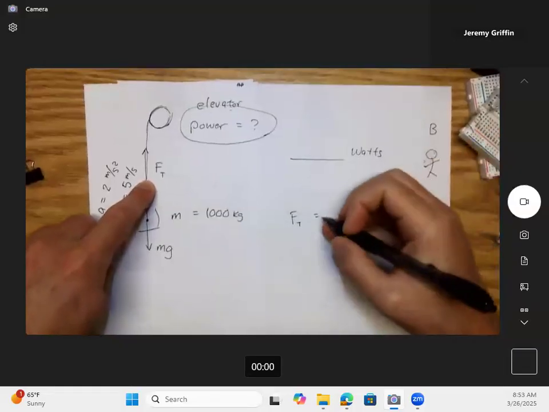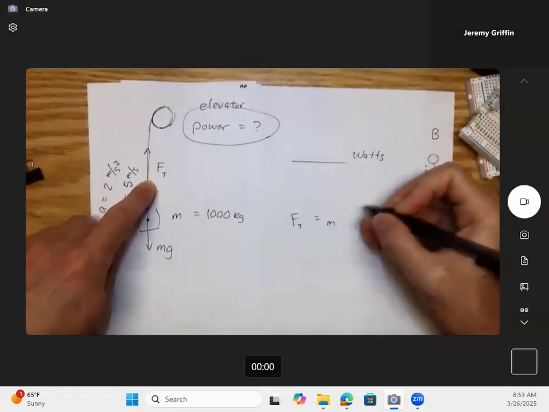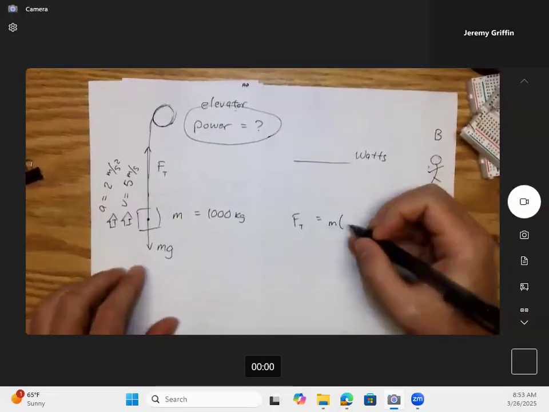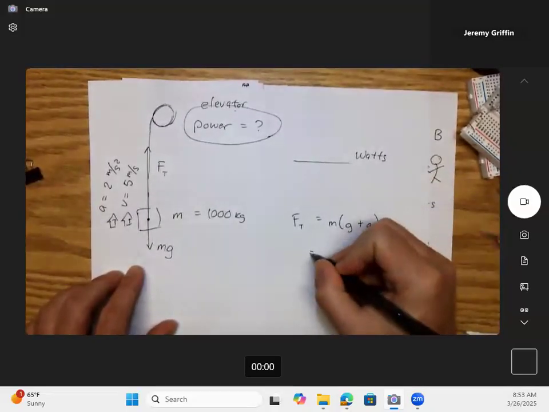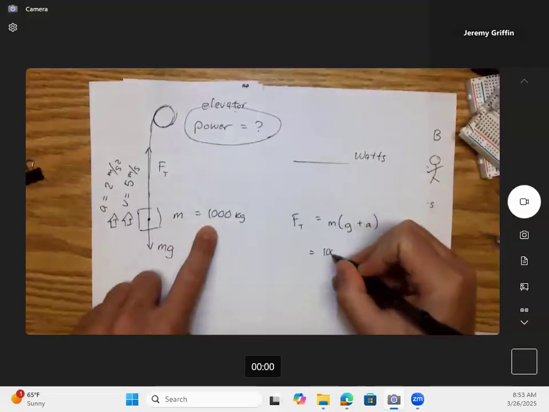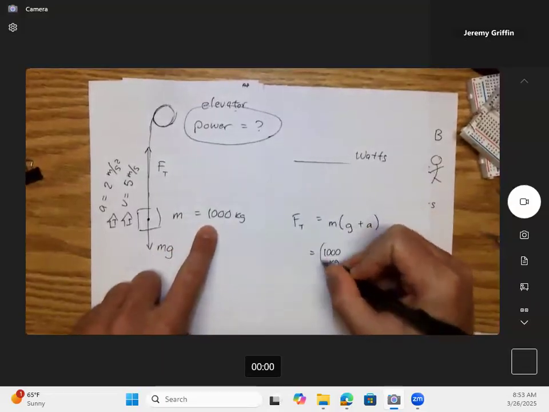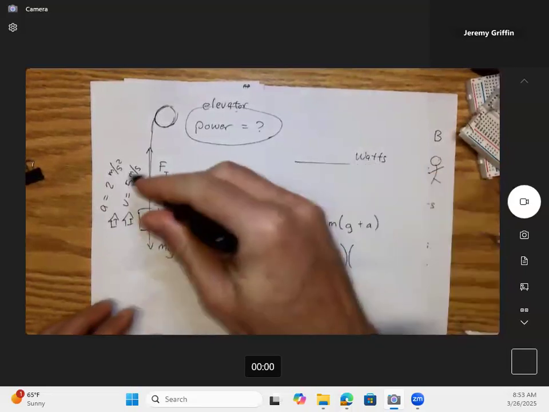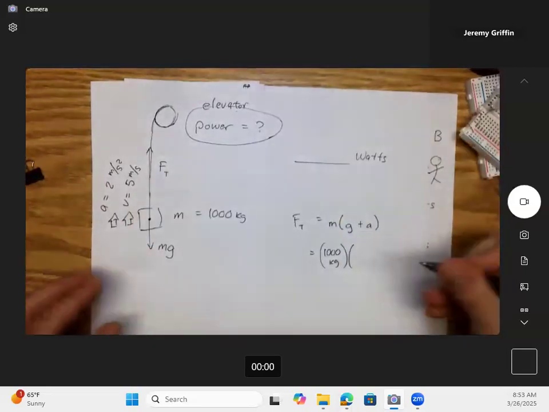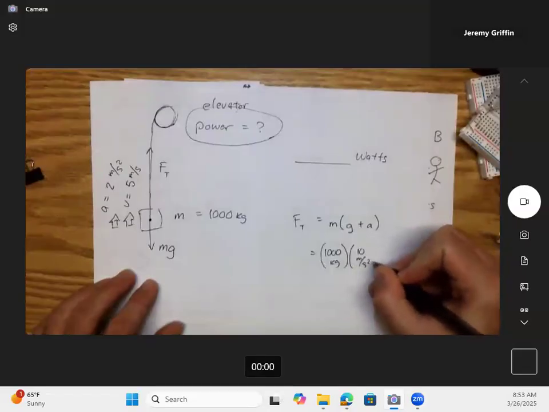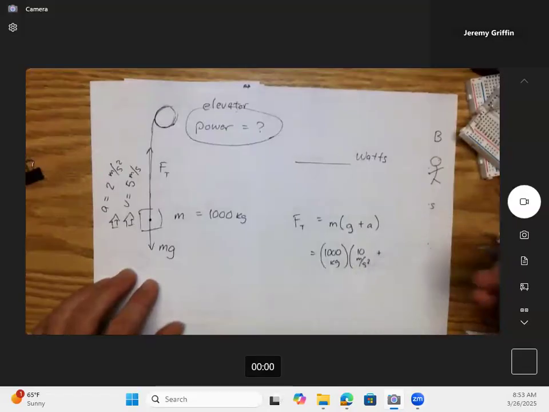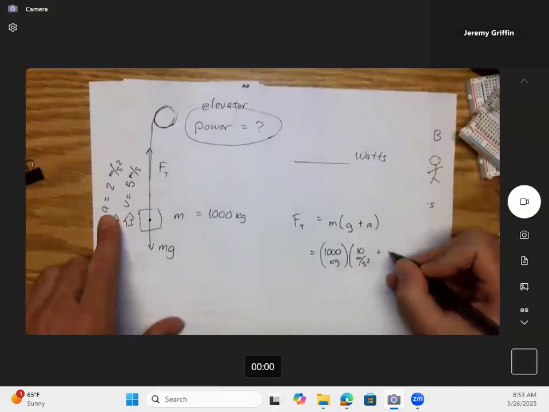Now, if this was an FRQ, I'd want to derive this from scratch, but if this is multiple choice, I might be able to pull this equation out of my back pocket. I'll go m times g plus a. The mass of the elevator I gave you is 1,000 kilograms. Now g, I didn't explicitly write g, but you can make a reasonable guess. I'll use 10 meters per second squared, or if you do 9.8, it doesn't really change the answer a whole lot anyway, because we've got an acceleration of 2 meters per second squared on top of that.